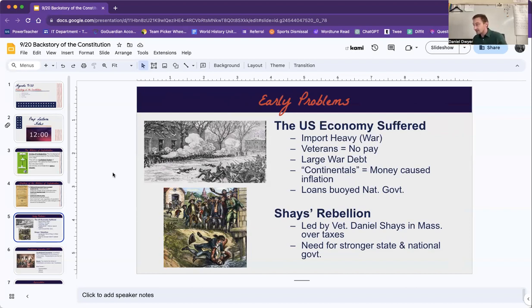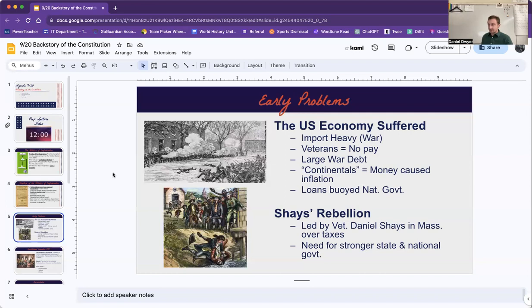Continentals, which was a money used during the revolution, wasn't really backed by any gold or silver, and so it lost its value really quickly. So a lot of these veterans who were paid in this money couldn't really use it. And loans is really what buoyed the national government. So they were borrowing money from other places rather than being able to get it from their own citizens.